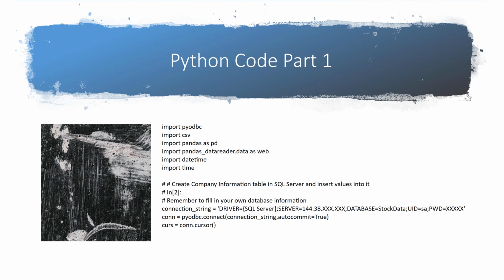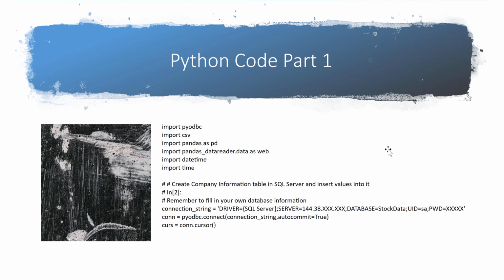Here is the Python code that we are going to use for web scraping. This script is very long, so I'm going to break it into several sections. Here in this first part, I import several libraries, including PYODBC, which allows me to make connections to my database. I'm going to use CSV files. I need to use the pandas library, as we frequently do when we do data analytics and scraping, and a pandas data reader, datetime, and time.